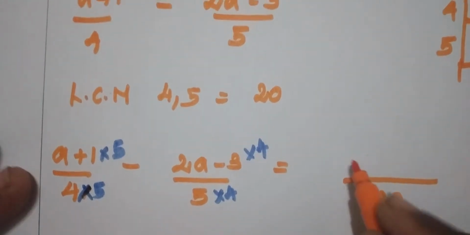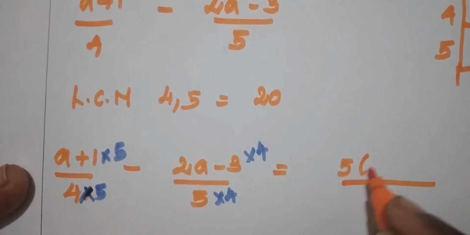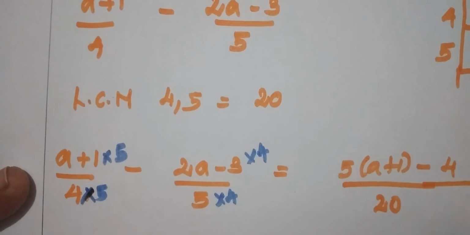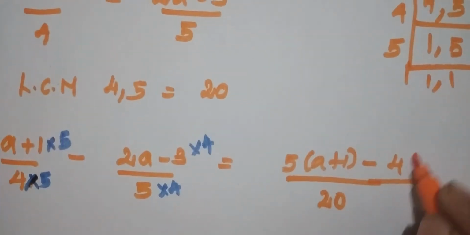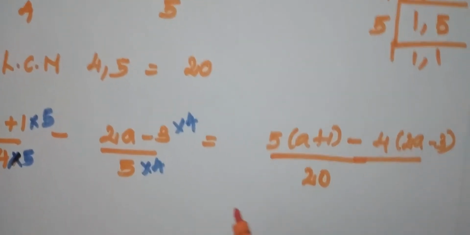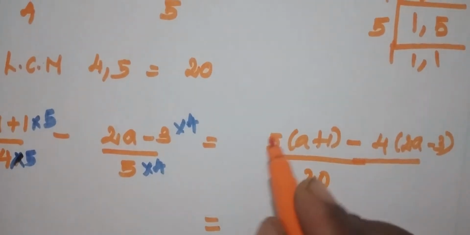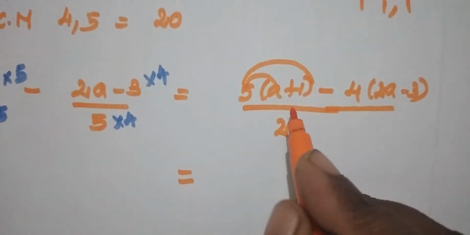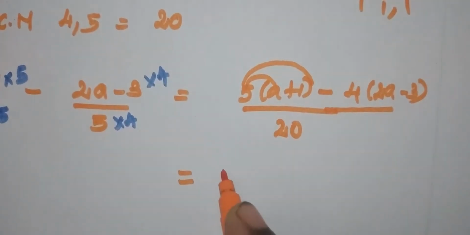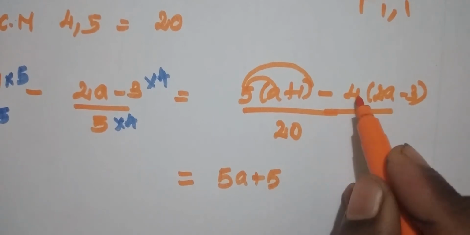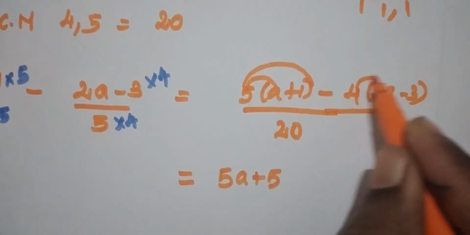Write this one as 5 times of a plus 1 minus 4 times of 2a minus 3. Multiply this 5 with the terms inside the bracket. 5 into a is 5a plus 5 into 1 is 5. Similarly, multiply this minus 4 with the terms inside the bracket.